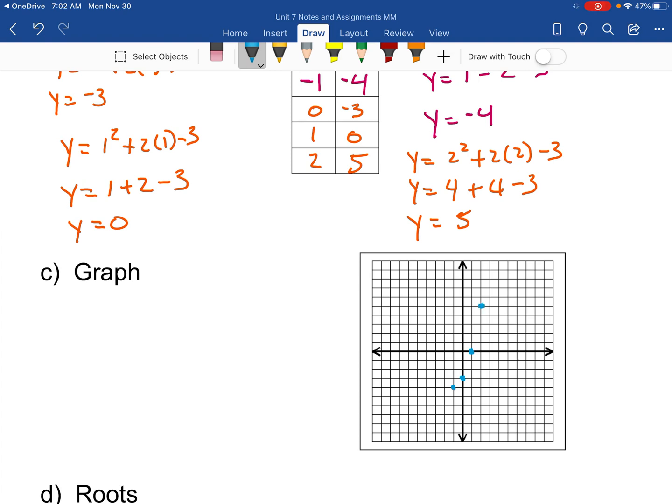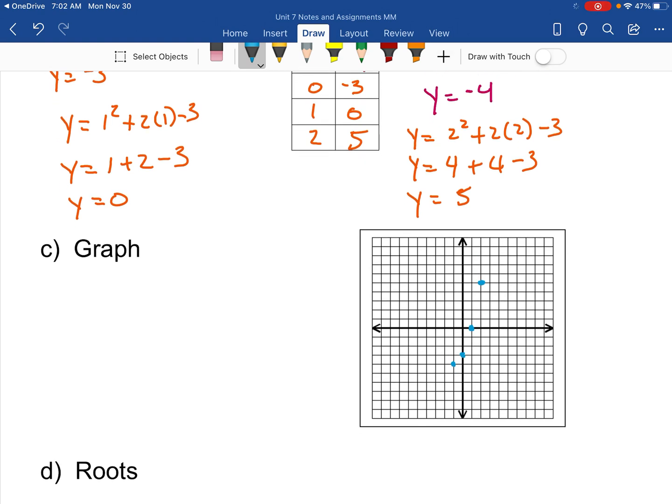So you can see that we have half of our parabola. We do know that the vertex is where the axis of symmetry passes. So I'm going to use that to get some other points. Since that's the axis of symmetry, what I want to do is reflect these points.